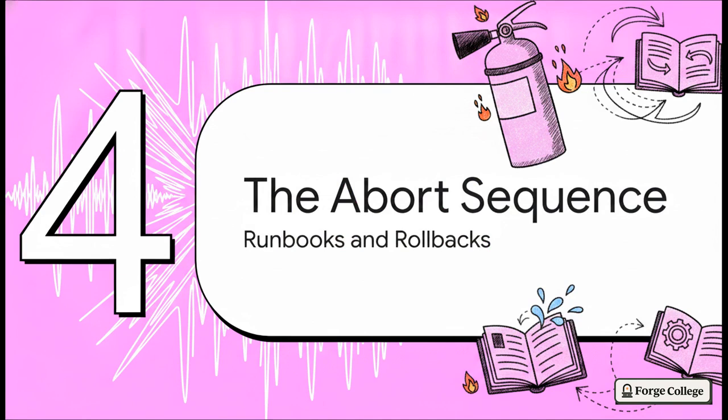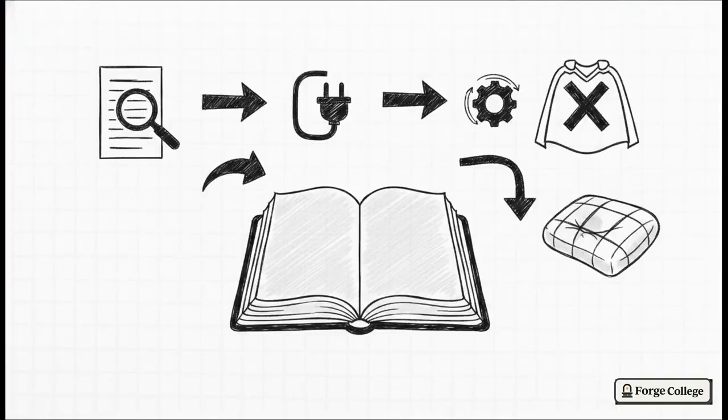This is where we initiate the abort sequence, utilizing runbooks and rollbacks. Runbooks and rollbacks are basically a Web3 developer's fire extinguishers. A runbook is just a prescriptive, step-by-step guide so you don't panic under pressure. If the result age trips, you don't guess, you follow the list.